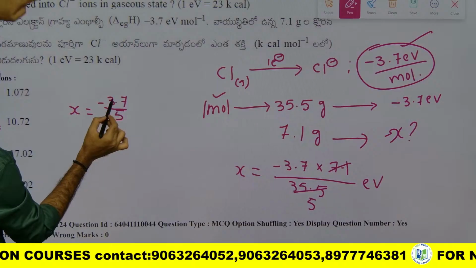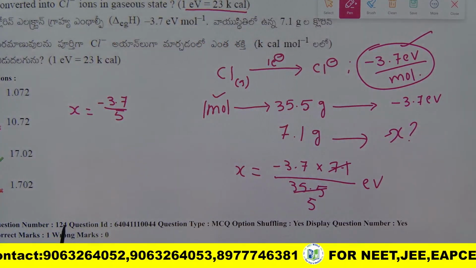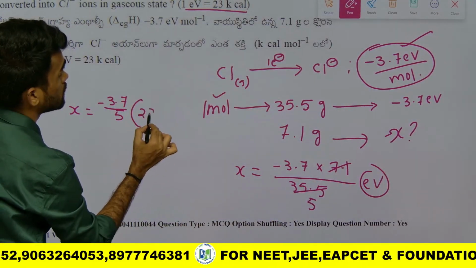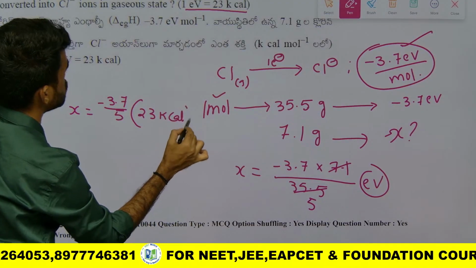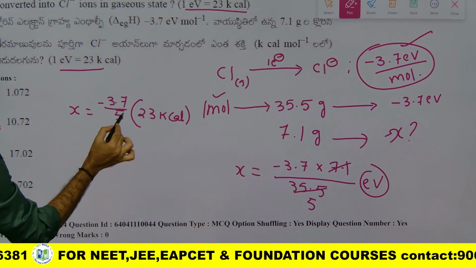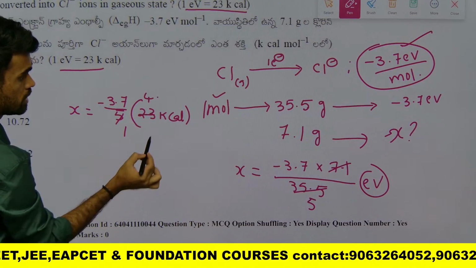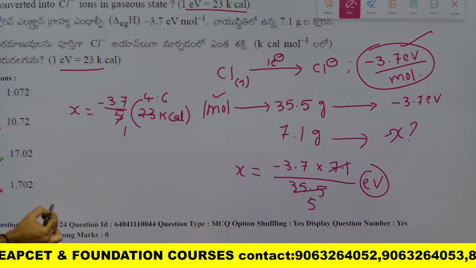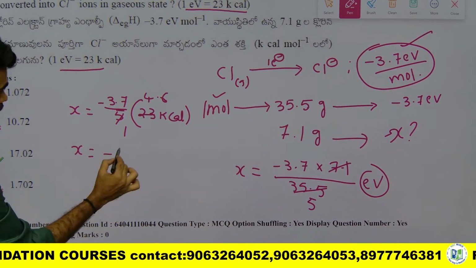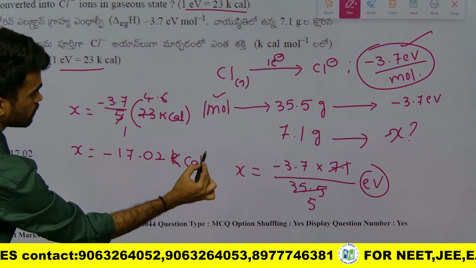They have given 1 electron volt equals 23 kilocalorie. So wherever you have electron volt, it will be represented with 23 kilocalorie, because our answer should be in kilocalories as they asked us. Five ones are 5, five fours are 20, we have 3, so 36, and five sixes are 30. By multiplying that, you will get minus 17.02 kilocalorie as your answer.